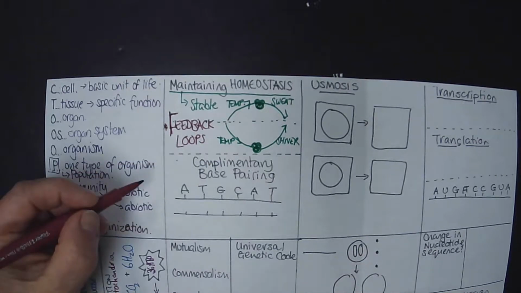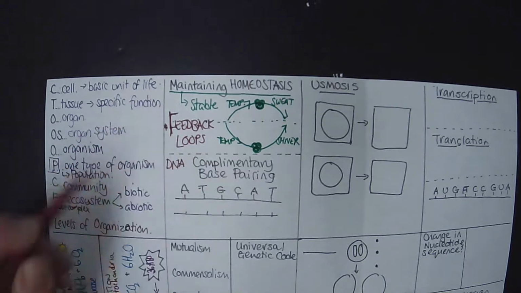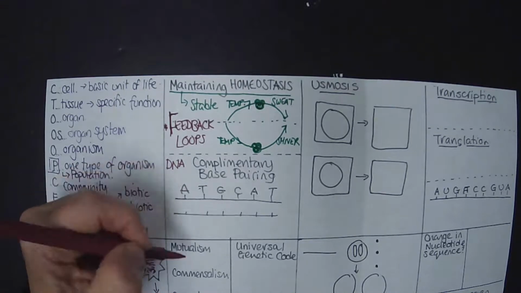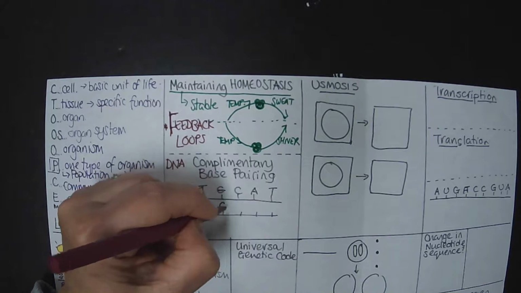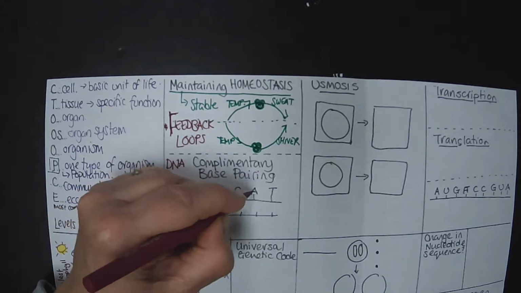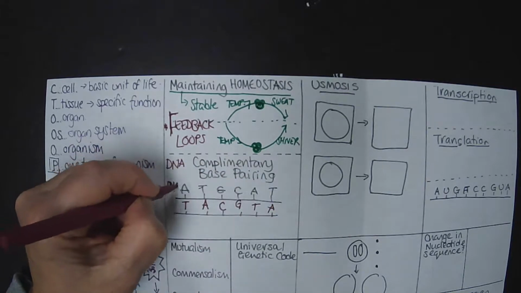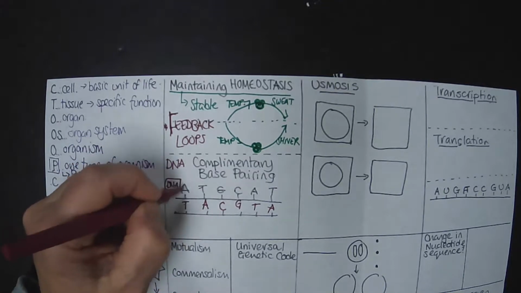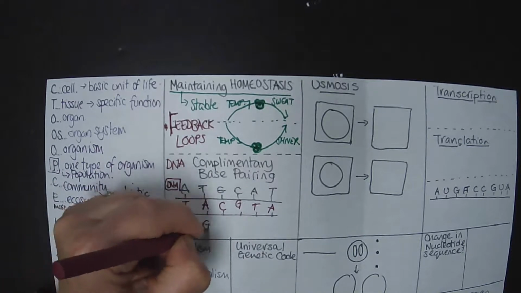Okay, complementary base pairing. I'm talking about DNA. How do I know I'm talking about DNA? Because I've got T's. Remember, you don't have T's in RNA. So if I have an A here, on the other side, I'm going to have a T. If I have a T here, on the other side I have an A. A G is going to be a C, and a C will be a G. So if you have one side of the double helix of DNA, you know the other side is going to be the complementary base pairing: A with T, G with C.